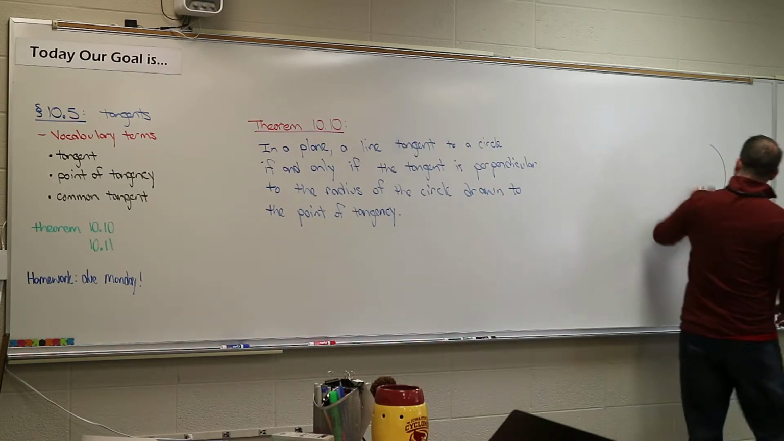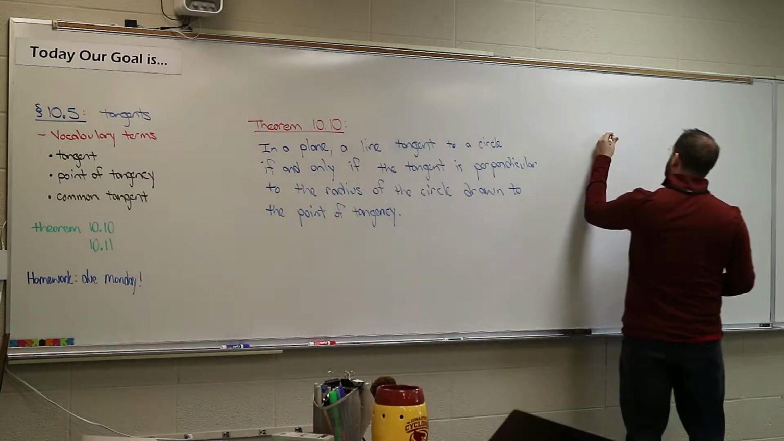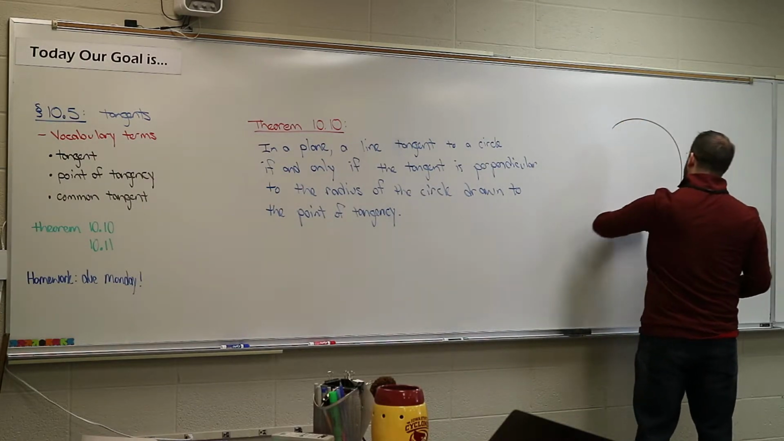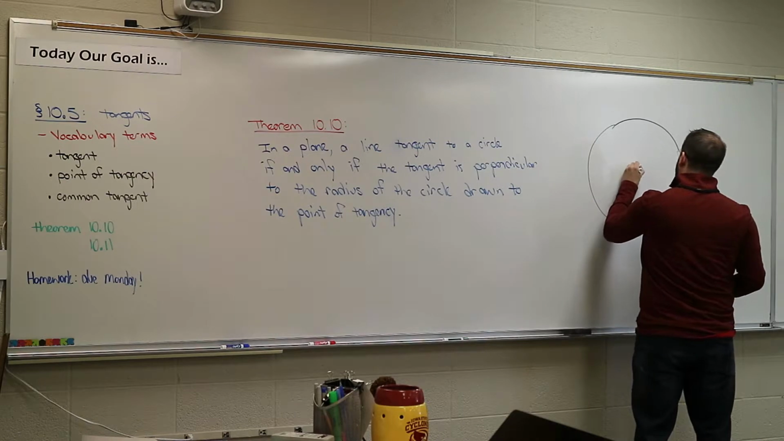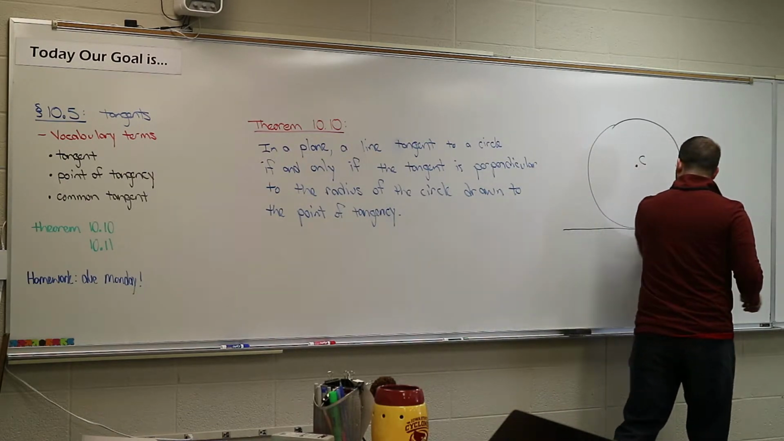All right. Here's my circle. Let's call this circle C. And we have a tangent line over here.